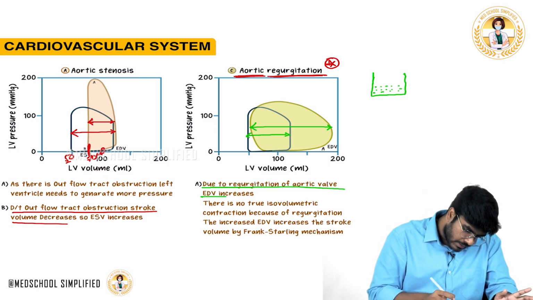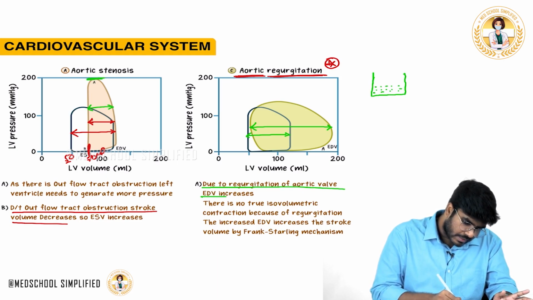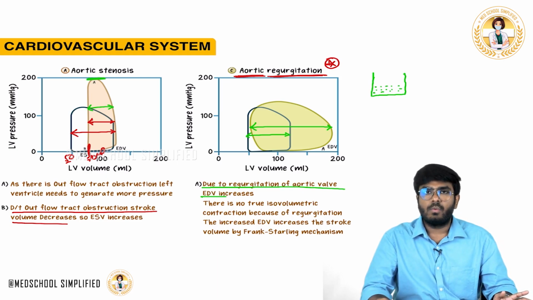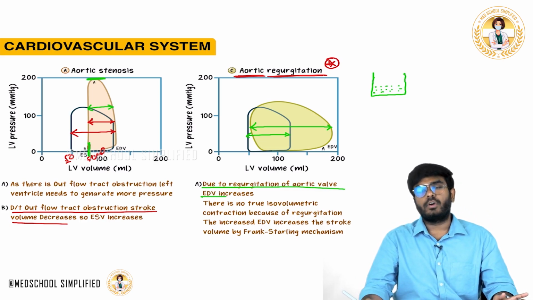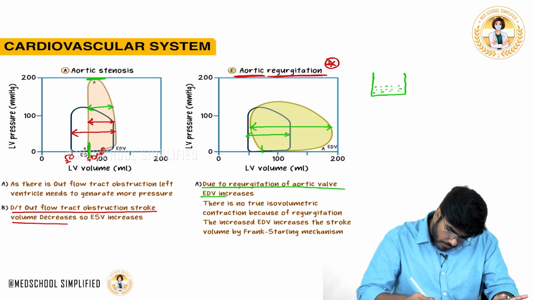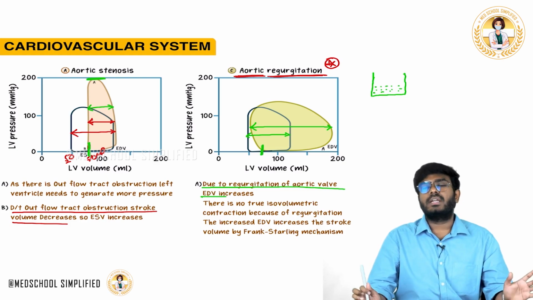Stroke volume decreases in aortic stenosis, true. In aortic stenosis, what happened to the pressures? The pressures are going to be increased. What happened to the end-systolic volume? End-systolic volume increases. Even here also end-systolic volume increases, but not that much.